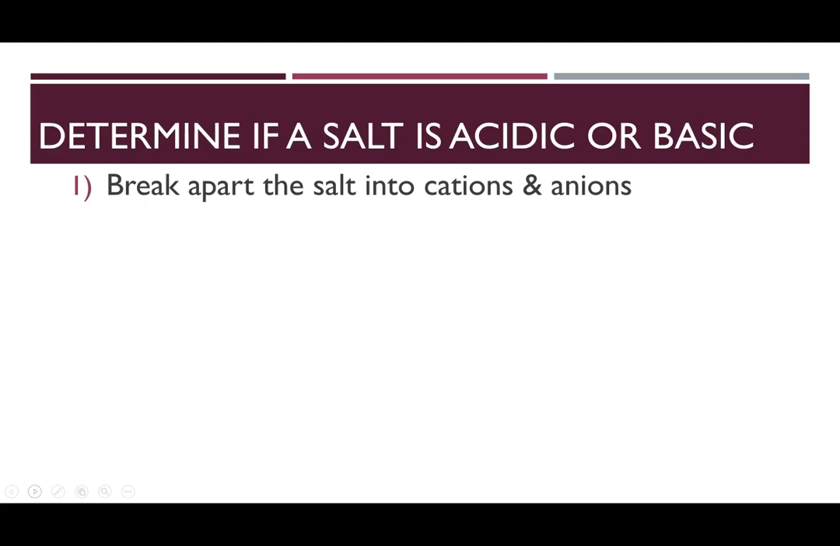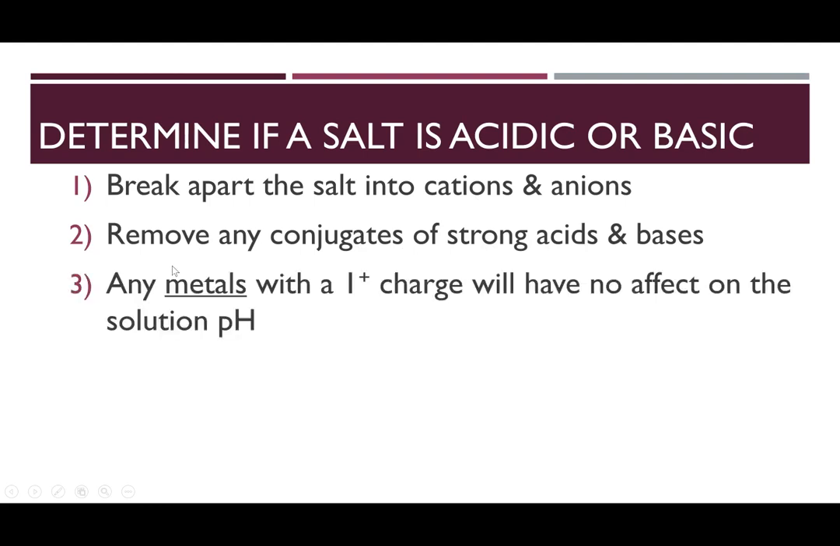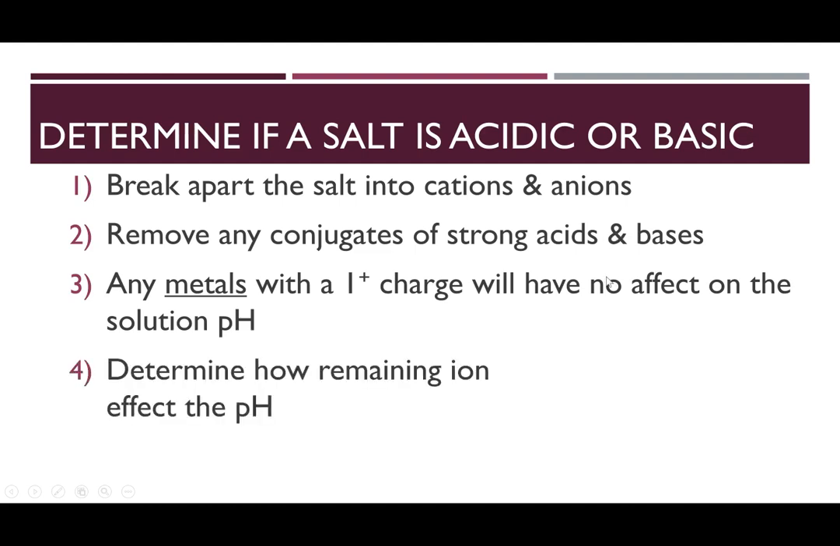So the first step is to break the salt apart into its cations and anions. That way we can organize our thoughts and clearly see what we're dealing with. We're going to remove any conjugates of strong acids or strong bases. So remember, strong acid conjugates will be neutral, strong base conjugates will be neutral. So we can go ahead and get rid of those. Any metals with a +1 charge will have no effect on the pH of the solution. So that hinges on step 2. So both of these are really connected together. And then determine how the remaining ion will affect the pH.